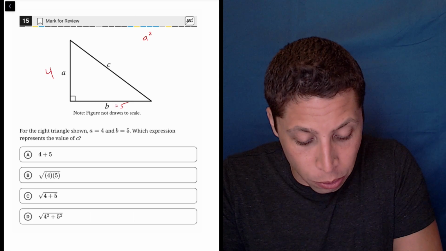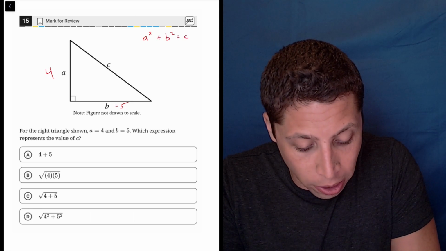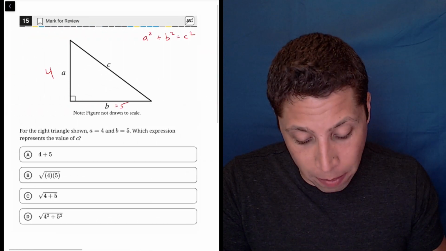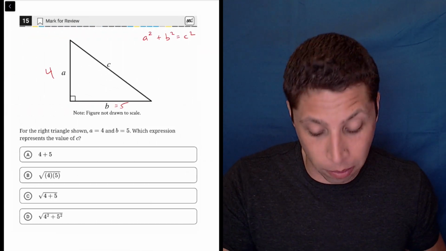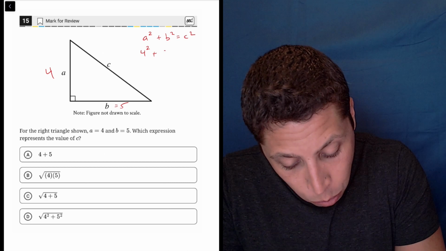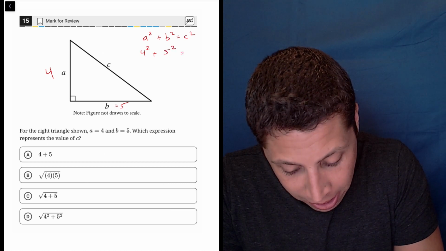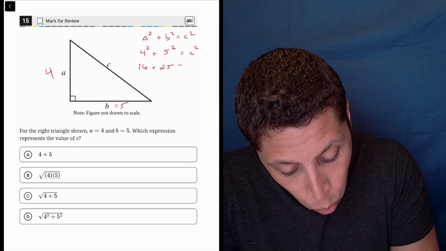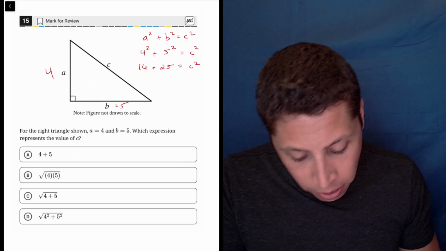And now we're going to use a squared plus b squared is equal to c squared. For whatever reason, they put the c first. It doesn't really matter. I think most of you learn it the way I wrote it, so I'm going to stick with that. So let's do 4 squared plus 5 squared is equal to c squared. So that's 16 plus 25 is equal to c squared.